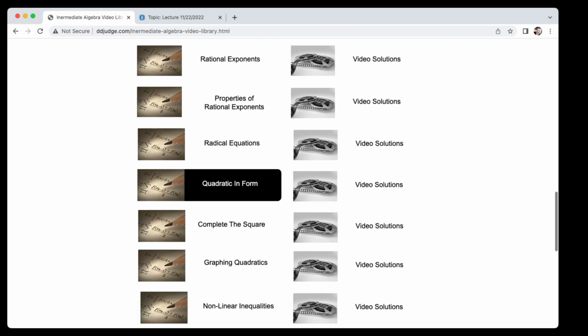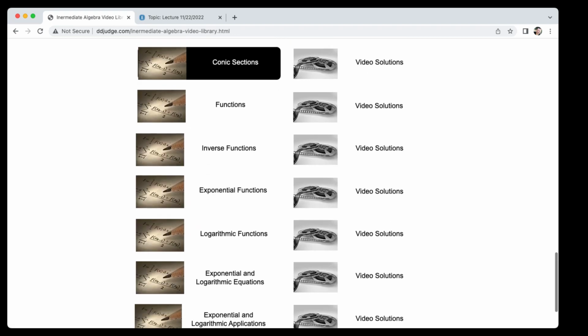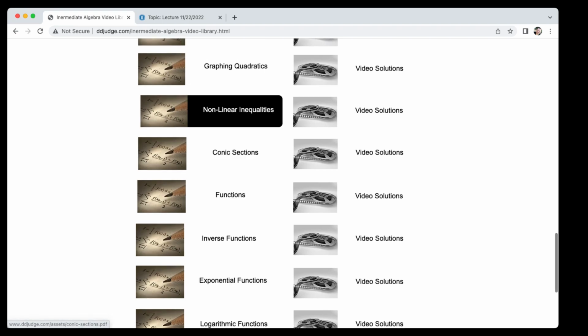I'm going to find it. It's under nonlinear inequalities. Yeah, there we go. Okay. All right, here we go. Let's try this out here.